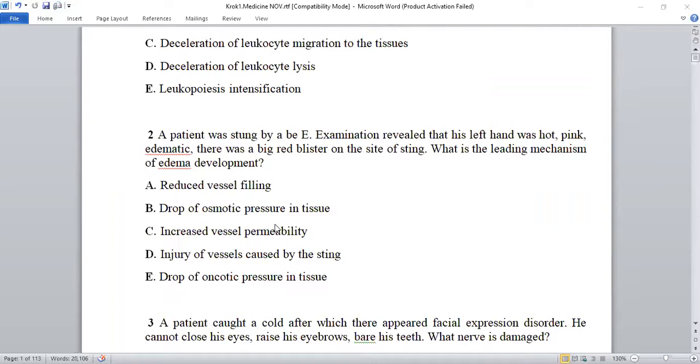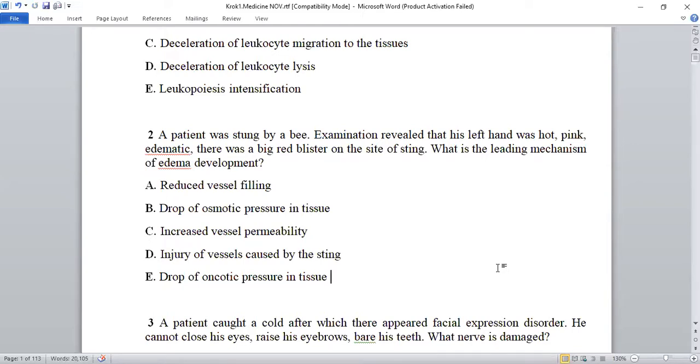A patient was stung by a bee. Examination revealed that his left hand was hot, and then edematic. There was a big red blister on the site of the sting. What is the leading mechanism of edema development?